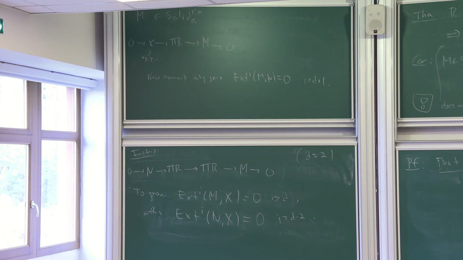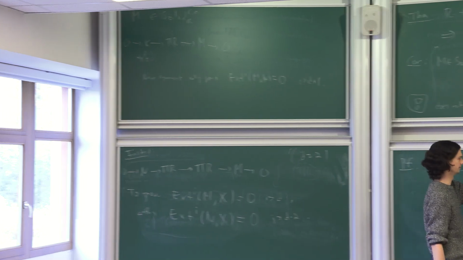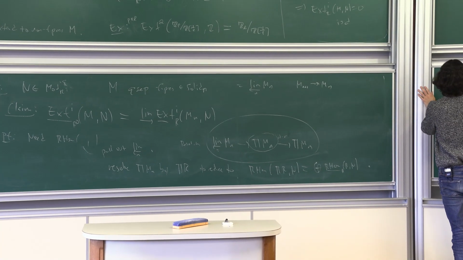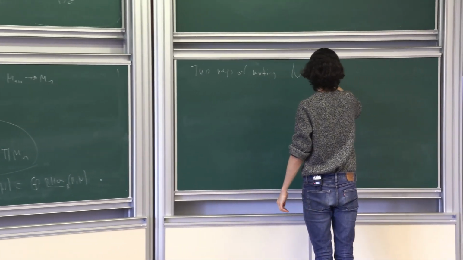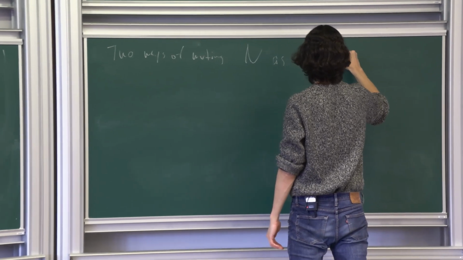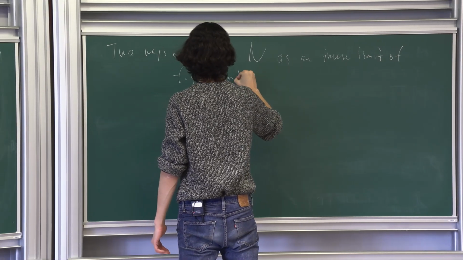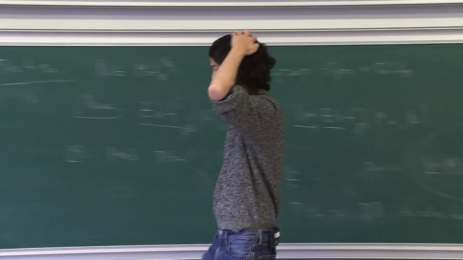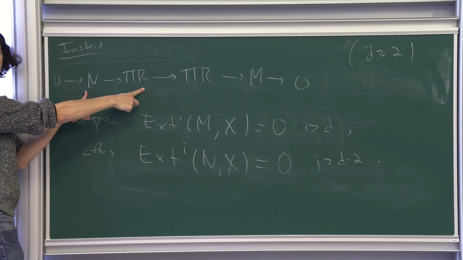Right. So it suffices to prove this Ext vanishing. So now we want to find a nice expression of N as an inverse limit of finitely generated R-modules. So there's actually two ways of writing N as an inverse limit of finitely generated R-modules. The first way is just the argument we already had, where this is the kernel of a map between quasi-separated things. So it's a closed submodule here.